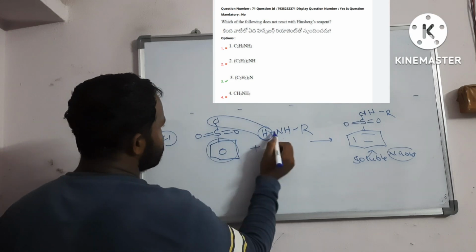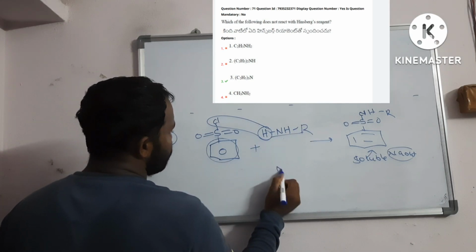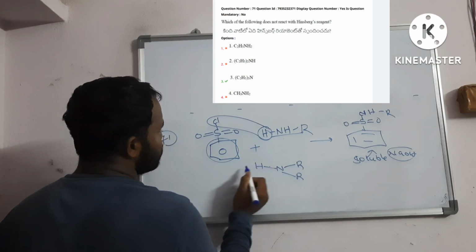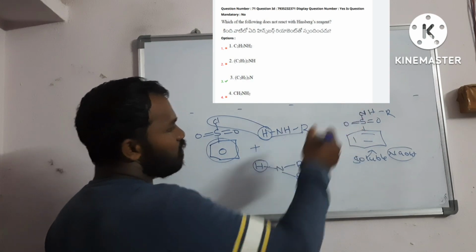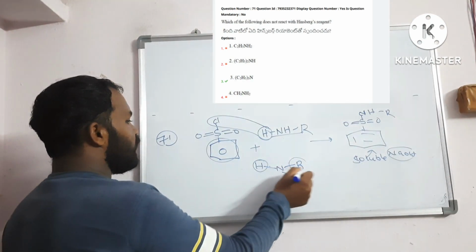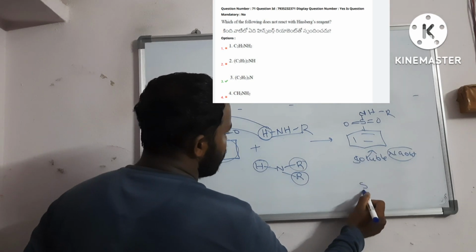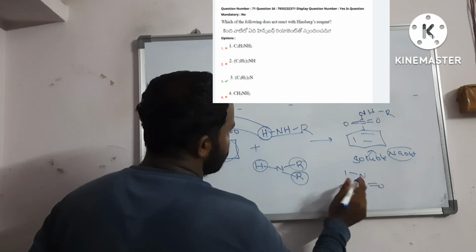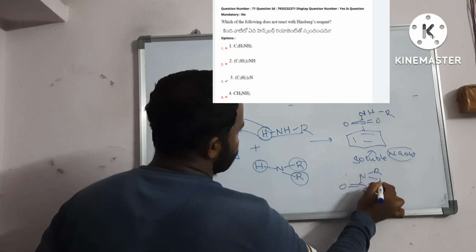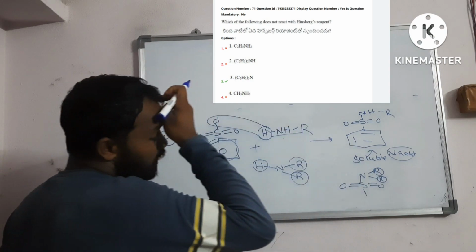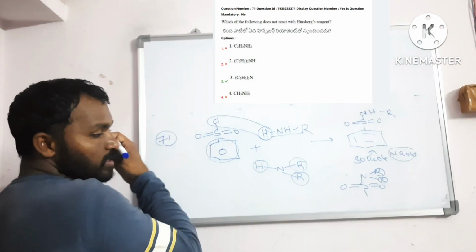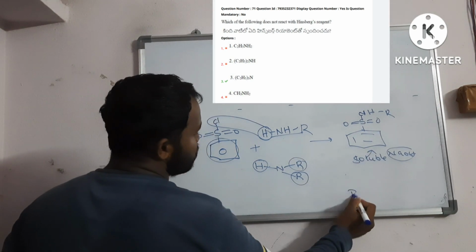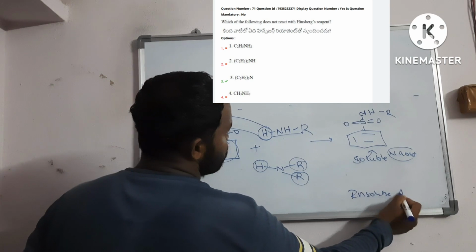That was with a primary amine. If I take a secondary amine, with R and R and one hydrogen, what is the product you will get? I am not writing the complete ring. It is S double bond O, N, R, R, since the H is already removed. So this is the N,N-dialkyl benzene sulfonamide. This is insoluble in alkali.